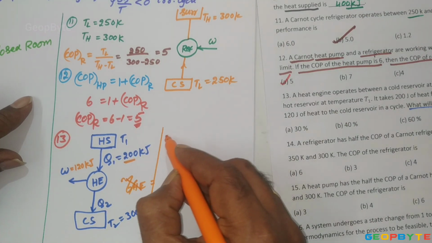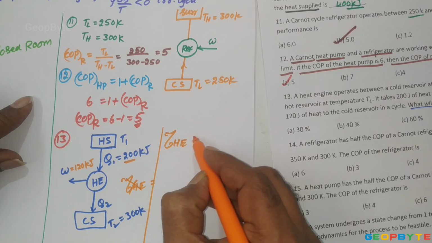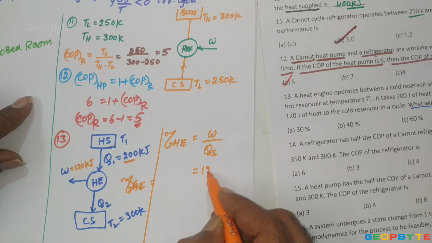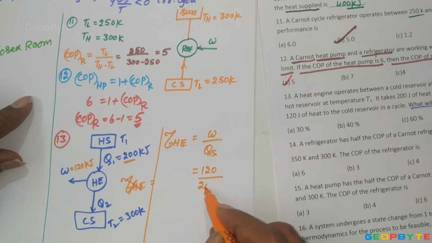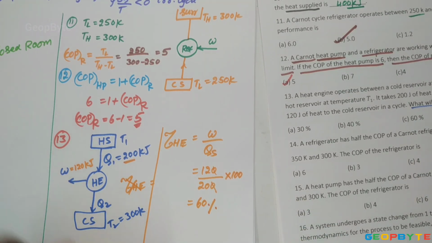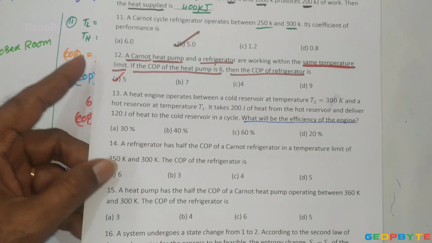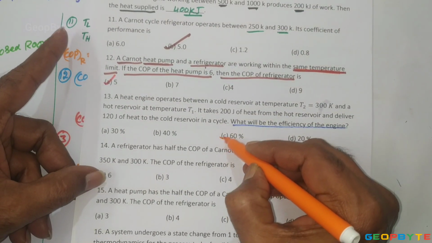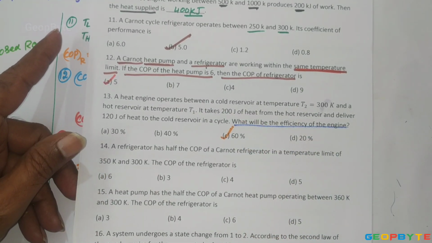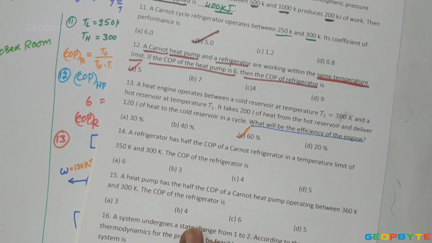Efficiency of the heat engine equal to work output by heat input, heat supplied. Work output is 120, heat input is 200, 0 cancelled. It is 0.6, 60% into 100 for getting the efficiency in percent. So the heat engine efficiency is 60%. Option C is correct. That is about the 13th problem.